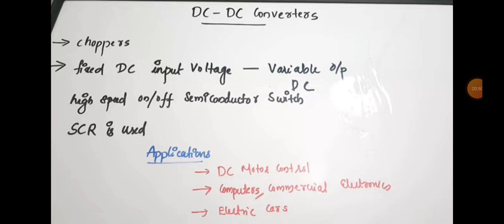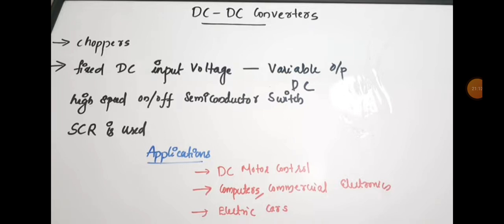It is DC to DC converters. We will be discussing step up, step down, basic choppers, which are operating in first quadrant, second quadrant, and also in all four quadrants. Also we'll be discussing the buck converter, boost converter, and buck boost converter. So these type of topics we'll be discussing mostly in this week.